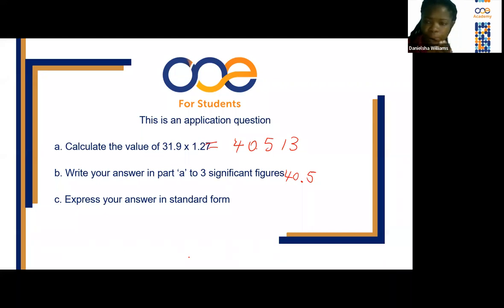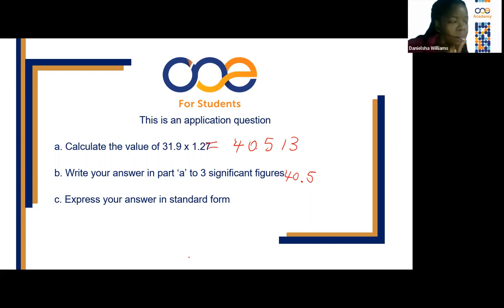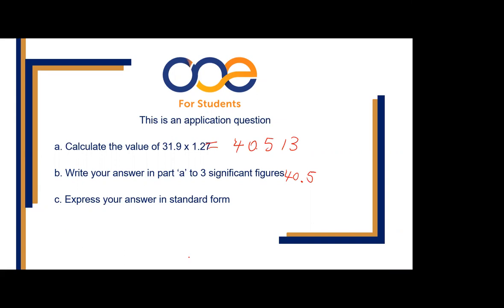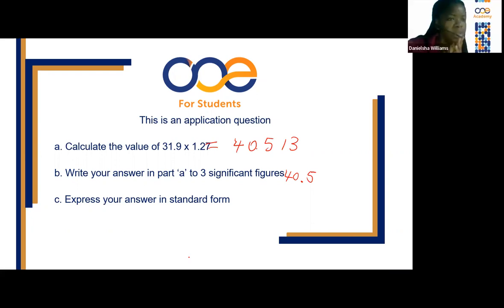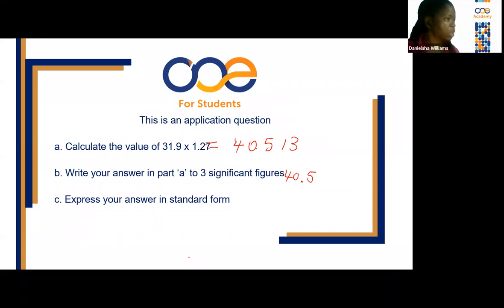Tori, what did you get? Miss, for number 1, part C, I got 4.0513 times 10. All right, thank you very much. I'm seeing that. Check.